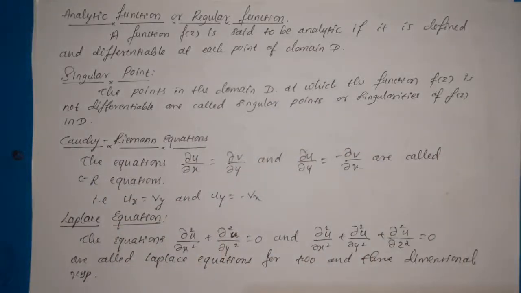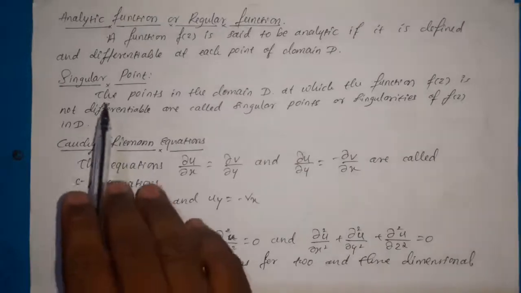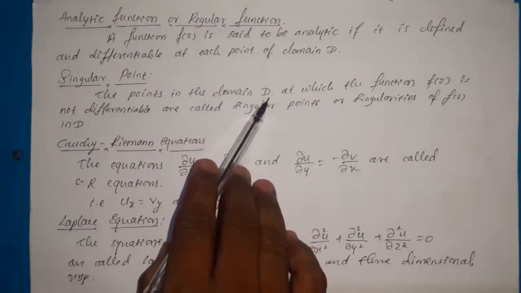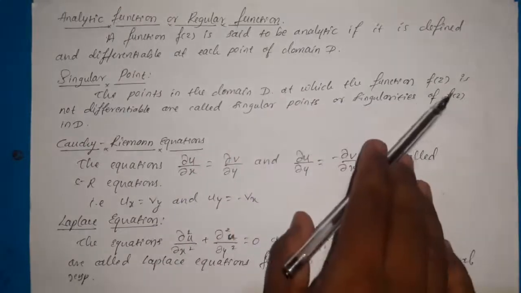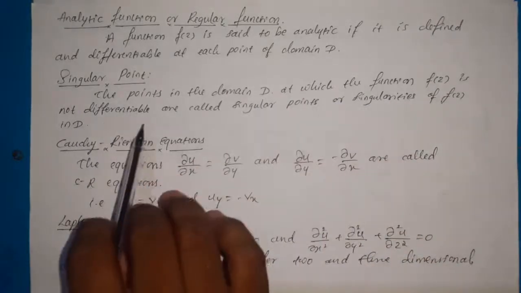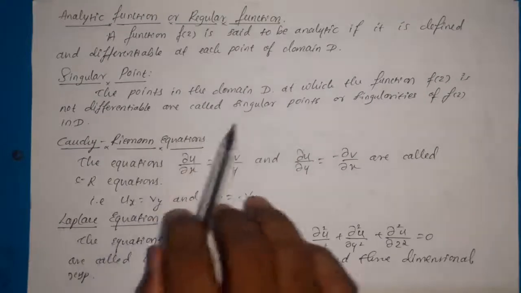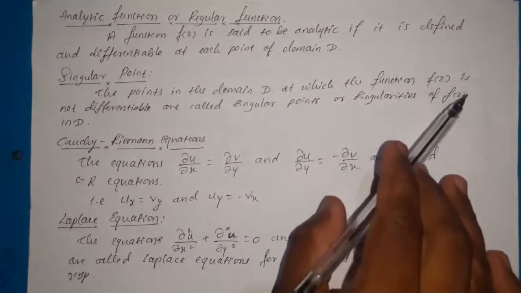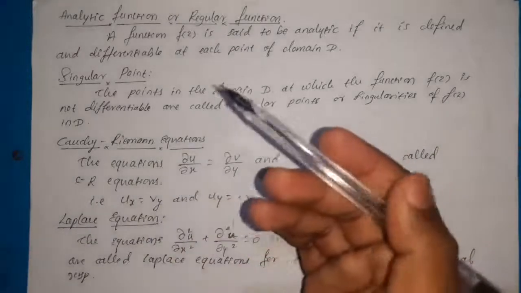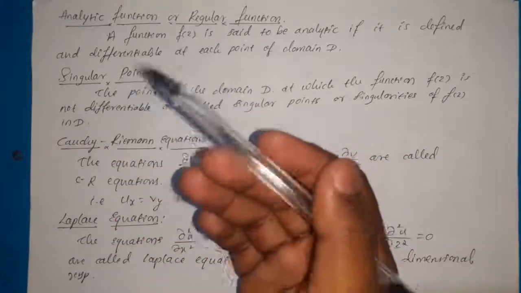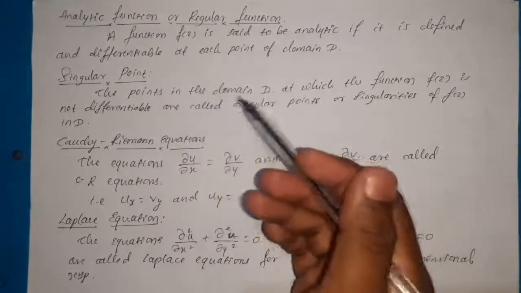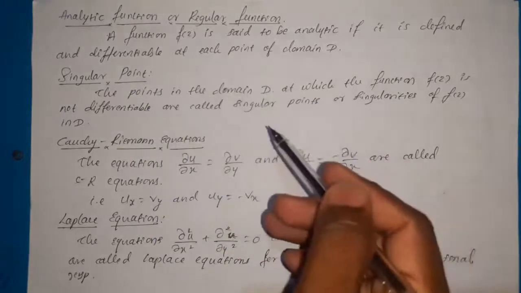And the next point is singular point. The points in the domain D at which the function f of z is not differentiable are called singular points or singularities of f of z. We already said that an analytic function should be defined and differentiable at each point of the domain D.